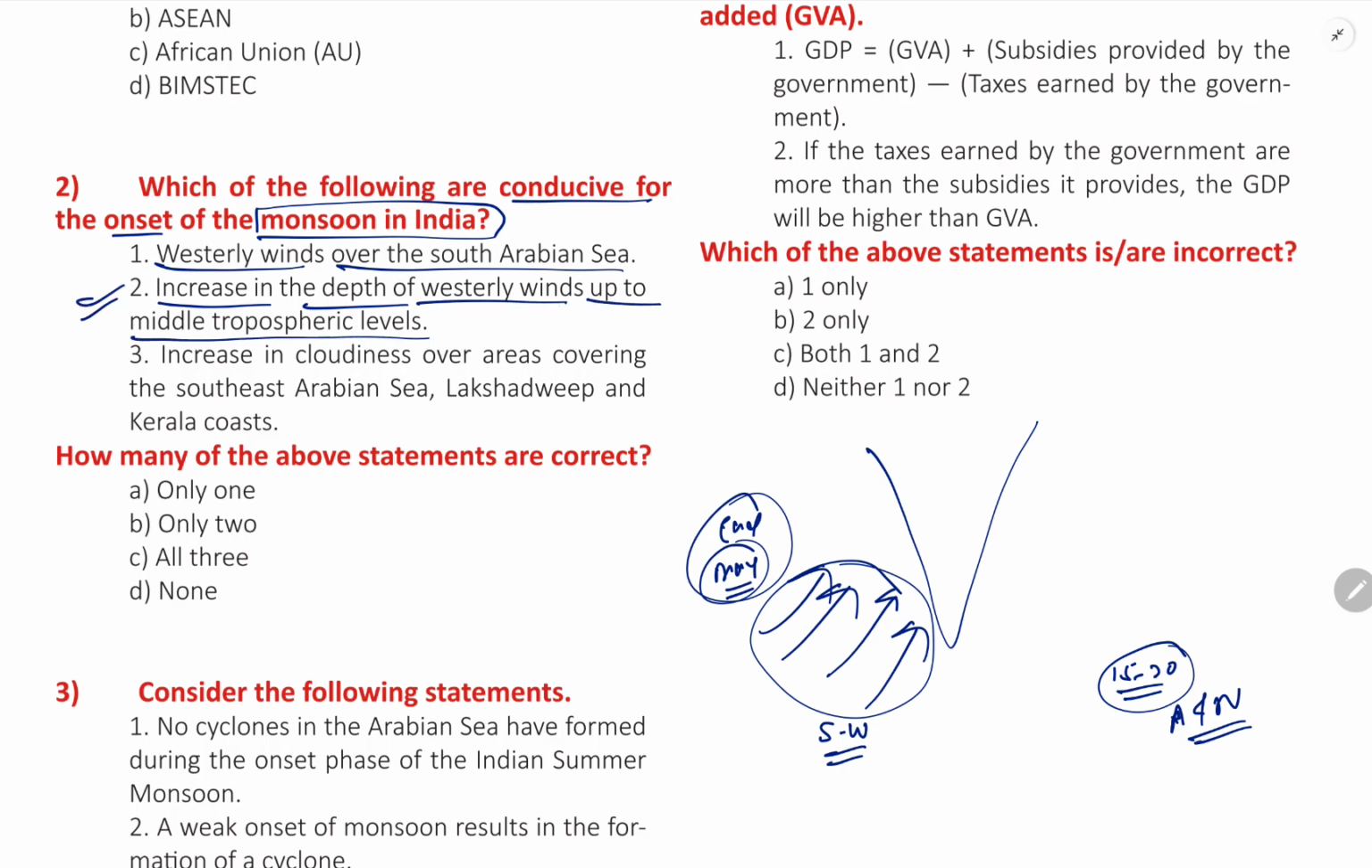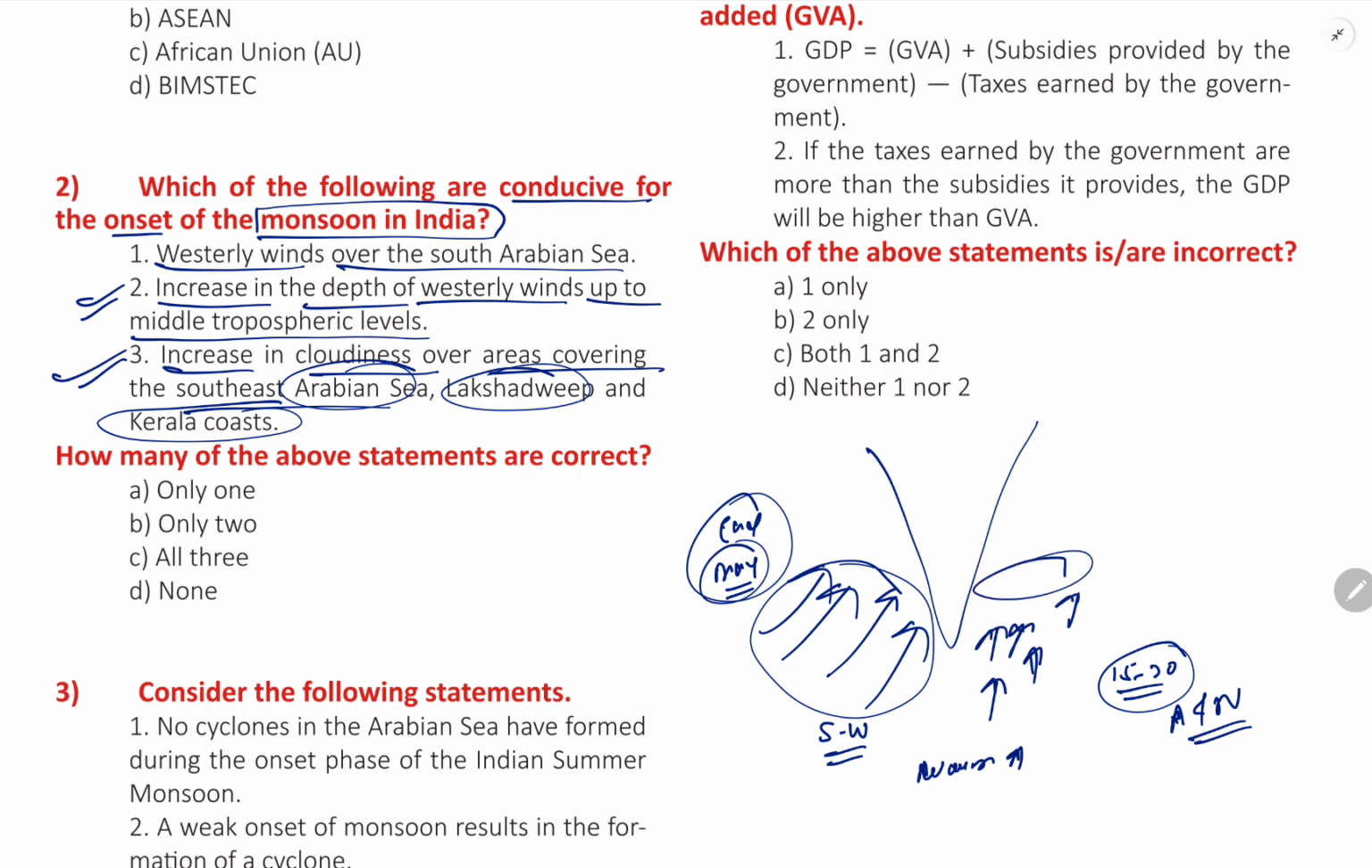The next statement says that the increase in the depth of the westerly winds up to the middle tropospheric level. This statement is again correct. The third statement says that the increase in the cloudiness over the area covering the southeastern Arabian Sea, Lakshadweep and the Kerala coast is also correct. When there is an increase in cloudiness in these areas, this leads to the onset of the monsoon, because warm air will rise up, and this warm air will form the cloud, as a result of the evaporation of warm air or warm water. So all three statements are correct.